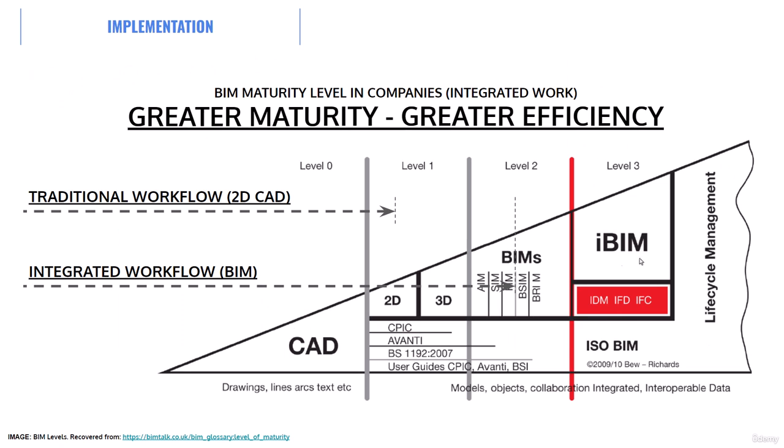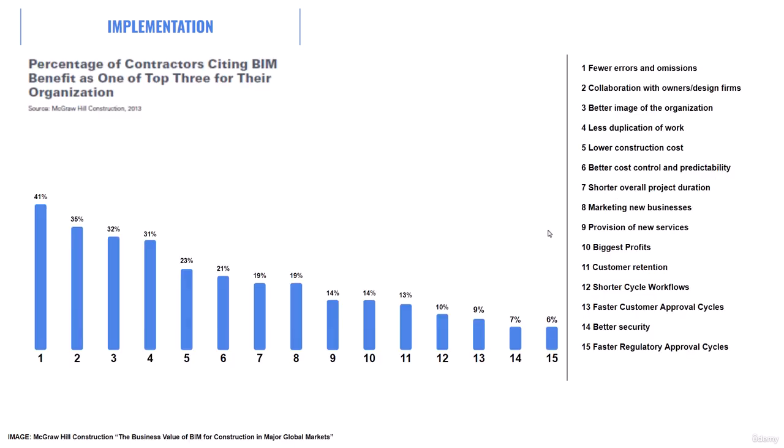And besides the different levels of maturity in the BIM workflow, let's finish this chapter by commenting a little on the benefits, looking at the percentage of contractors citing a BIM benefit as one of the top 3 for their organization. Pretty much everybody says the clear advantage of using BIM is the ability to reduce the errors and omissions present in the project. It also opens up the benefit of collaboration with owners and design firms, so everybody works on the same project. Using a more efficient workflow will clearly give you a better image for the organization, which will draw in more attention, more clients. We get less duplication of work because, once again, since we work on a BIM model, we have better coordination and this will optimize the process.